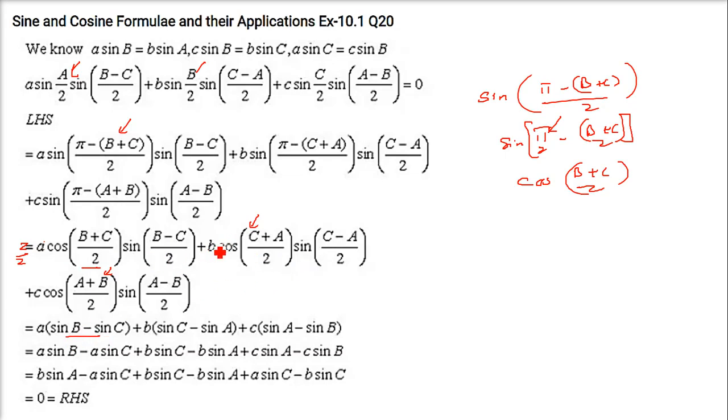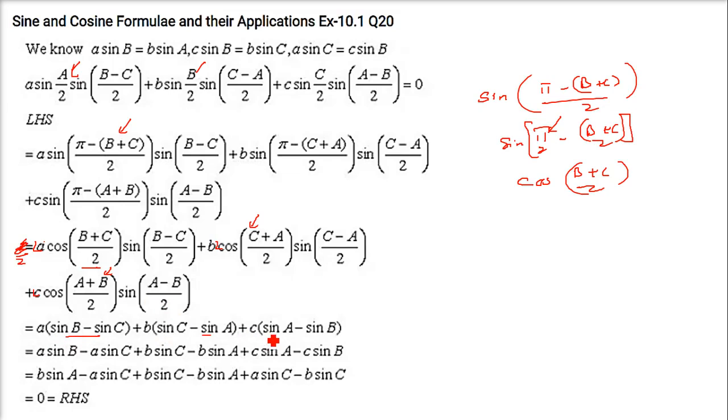Similarly, you have a 2 here. We multiply numerator and denominator by 2. So you get 2 cos((c+a)/2) sin((c-a)/2), which is nothing but sin c minus sin a. Similarly here you get sin a minus sin b. So you have a, you have b, you have c.